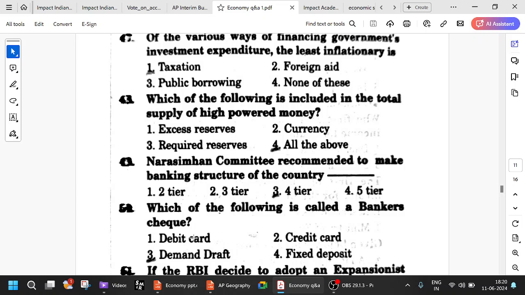So Narsimhan committee also we'll have to look into in depth. So we'll stop here and continue in the next class. Okay, we completed till here.